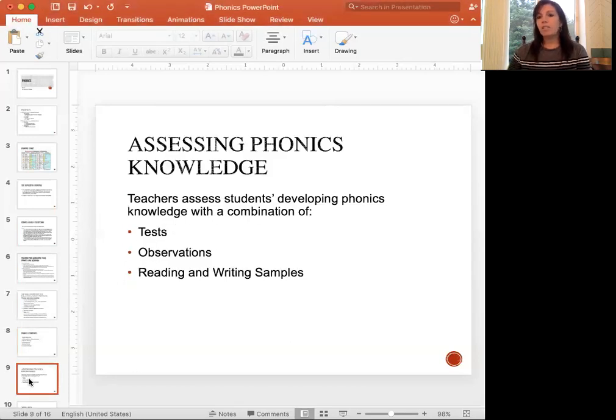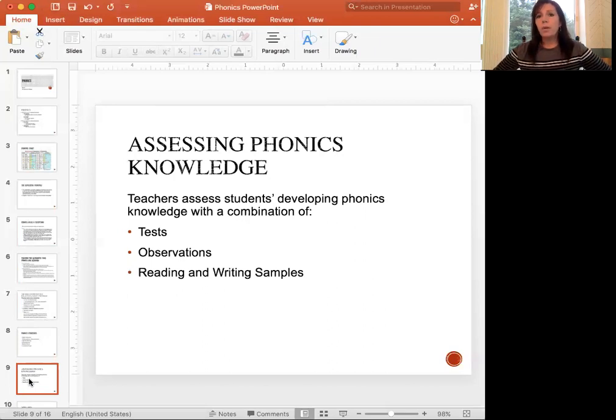Assessing phonics knowledge, like we talked about with fluency, is very important. You need to be able to show their progress. You need to be able to monitor students' ability so that you know what to teach them to make those instructional decisions for each student in your class. There are a lot of different ways to assess phonics. It's much simpler than assessing fluency. It can be done through tests, observations, reading and writing samples, and many more things.